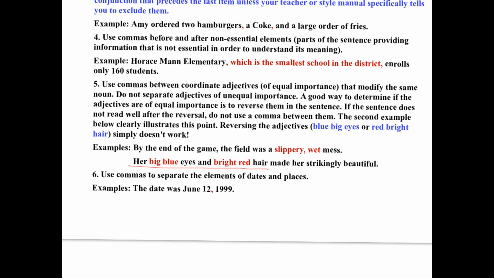But look at this, let's go back to this one. By the end of the game, the field was a wet, slippery mess. If I switch those around, does the sentence still make sense? So you need the comma, right?